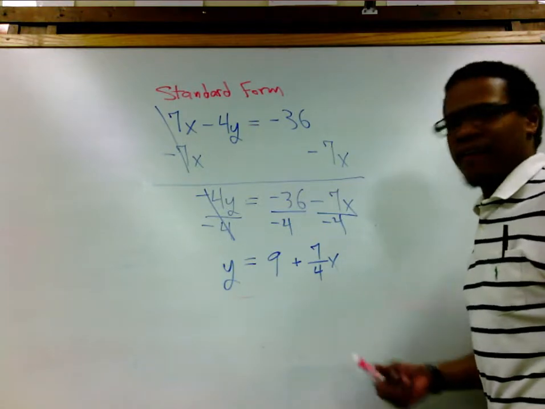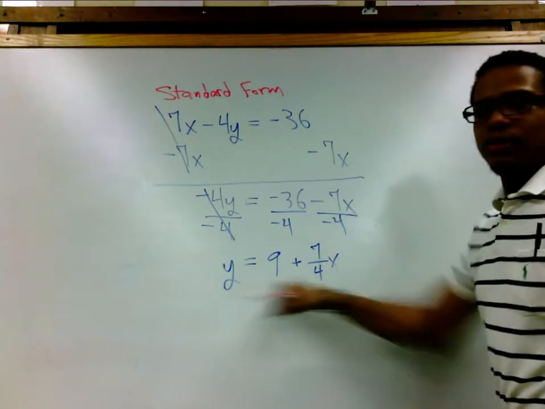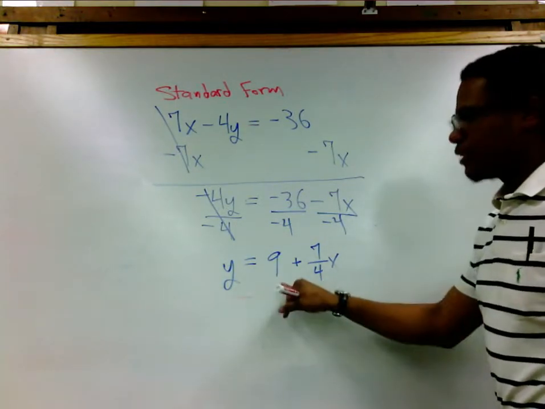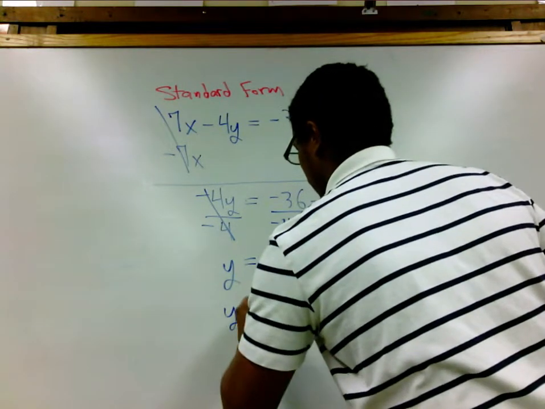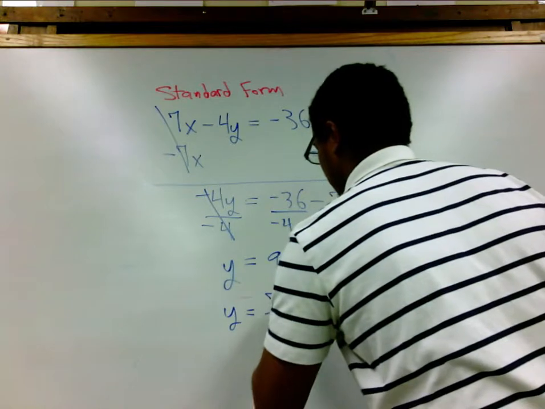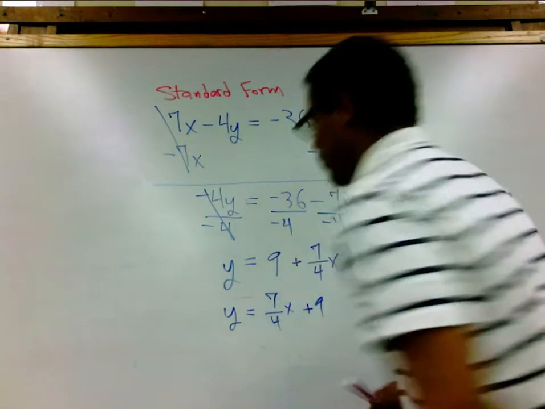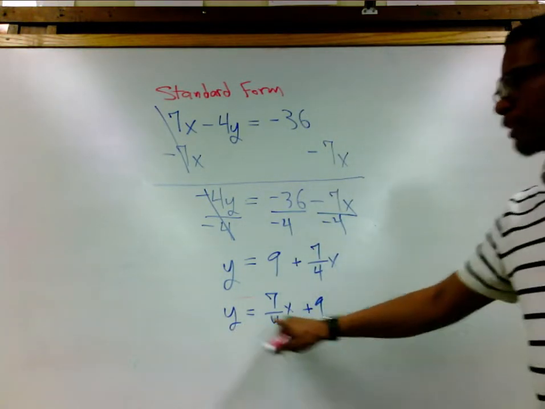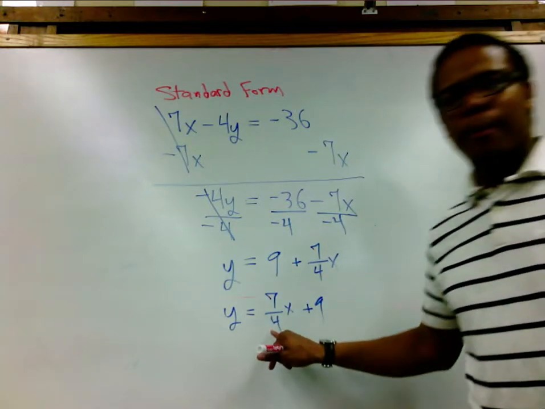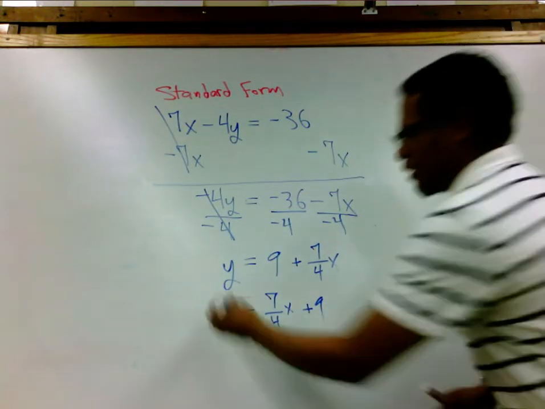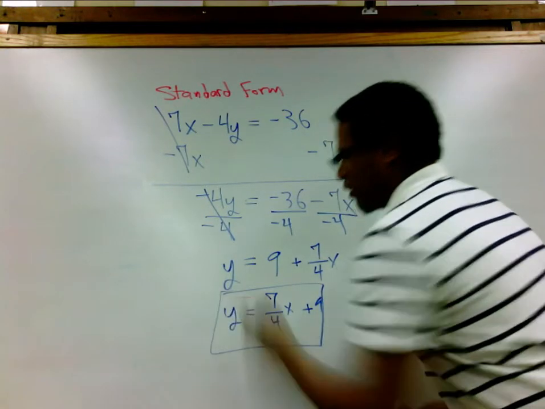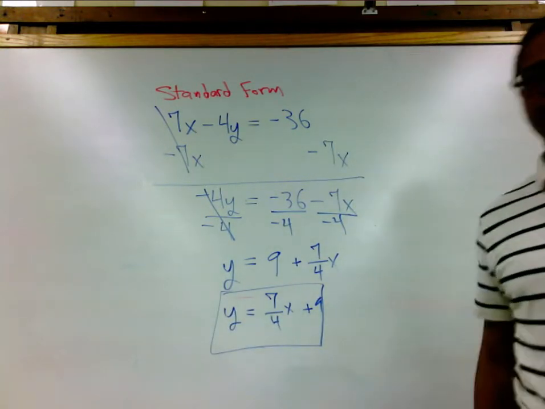Okay? And we see we have y equals mx plus b. We can rearrange it a little bit. Y equals 7 over 4x plus 9 to get it in that familiar form. My slope is 7 over 4. My y-intercept is 9. And now we can go ahead and take this and graph it just like we would graph any other line.